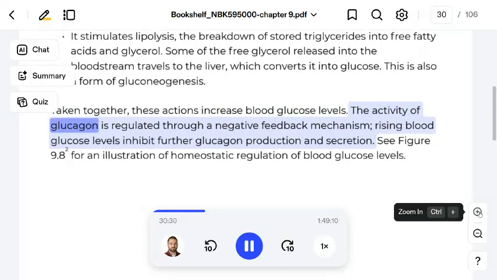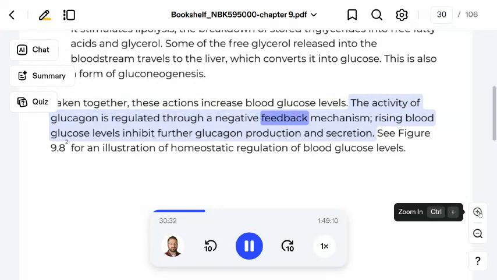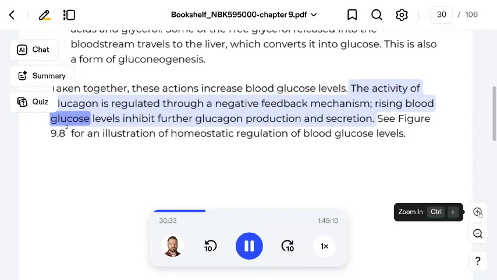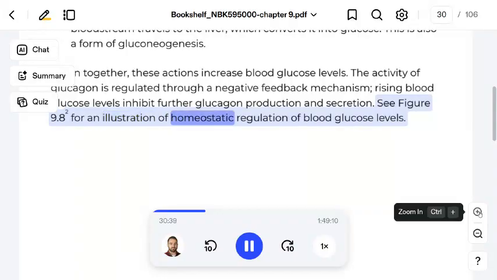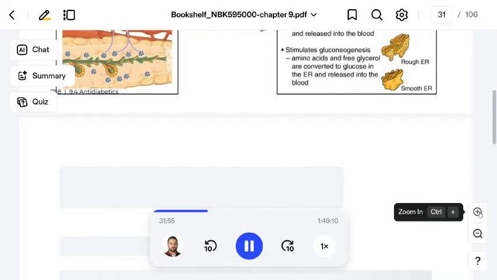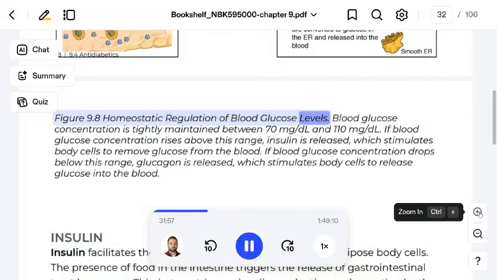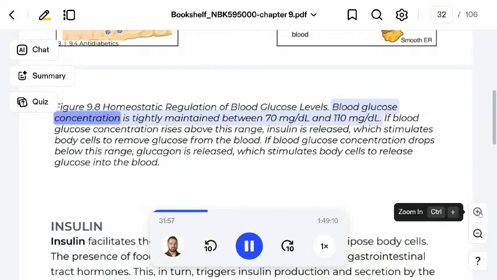The activity of glucagon is regulated through a negative feedback mechanism. Rising blood glucose levels inhibit further glucagon production and secretion. See Figure 9.8 for an illustration of homeostatic regulation of blood glucose levels. Figure 9.8: Homeostatic regulation of blood glucose levels. Blood glucose concentration is tightly maintained between 70 mg/dL and 110 mg/dL.